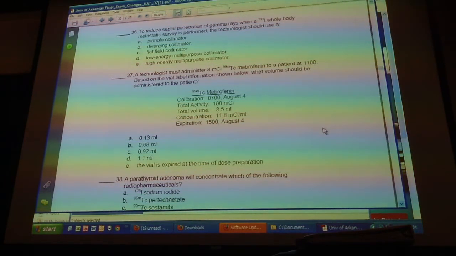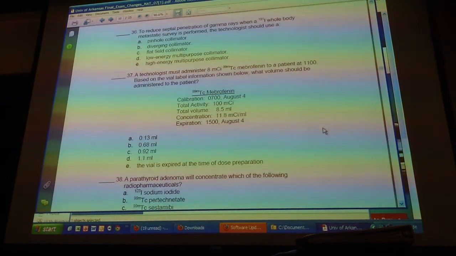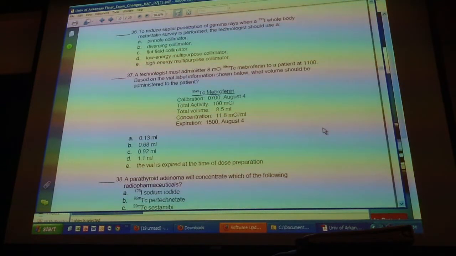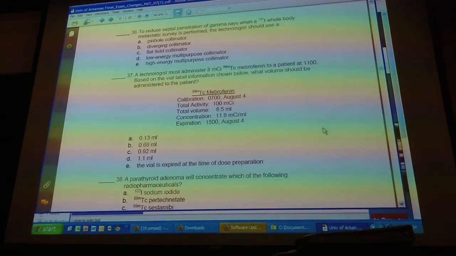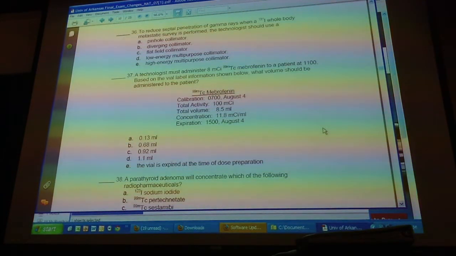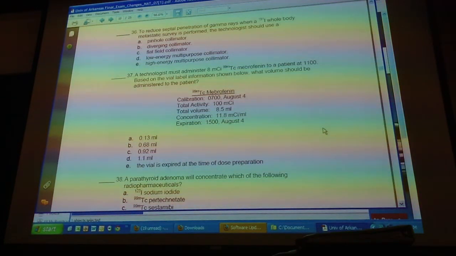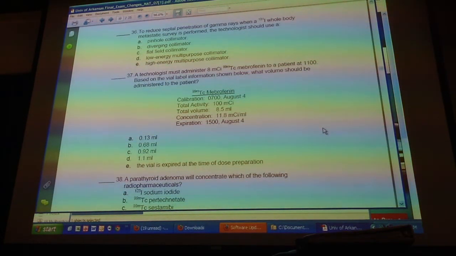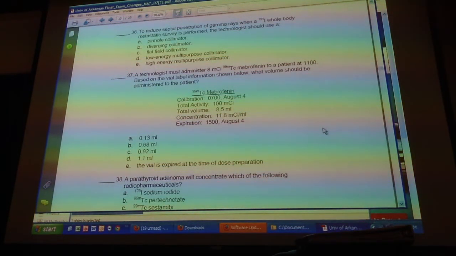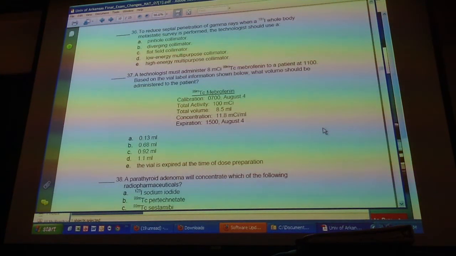Mr. Singh, what volume are you going to administer to this patient on question 37? I think D, 1.1 ml. What did you get, Ashley? Think it's good? You trust him? You bet your life on him? Okay, the correct answer is letter D. You want me to go through and show you how you get it? Is it letter D? Yes.